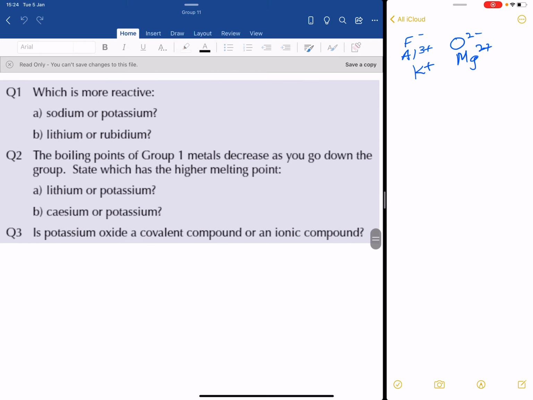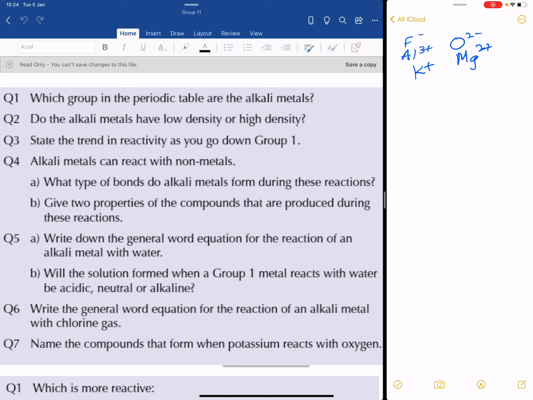So if we look at these, number 1, which group in the periodic table are alkali metals? That will be group 1. Number 2, do alkali metals have a low density or high density? Well, they float on water, so they're low density. Number 3, state the trend in reactivity. As you go down the group, reactivity increases.